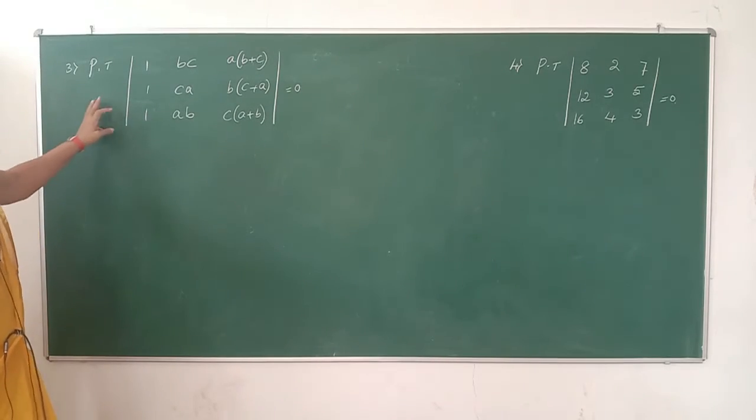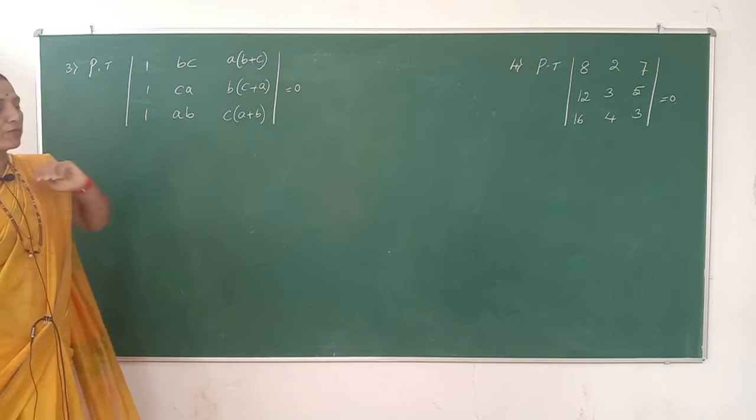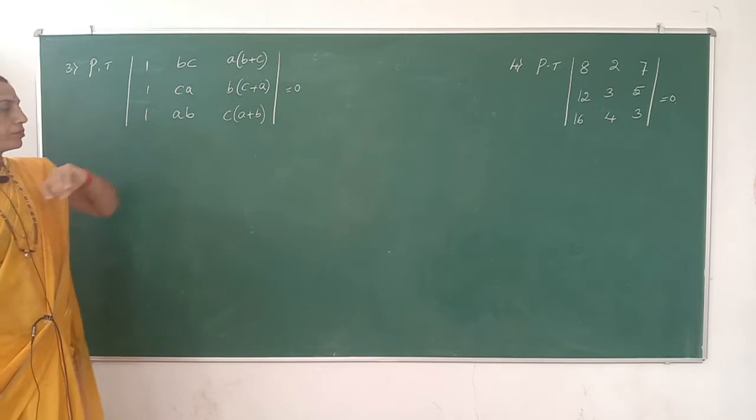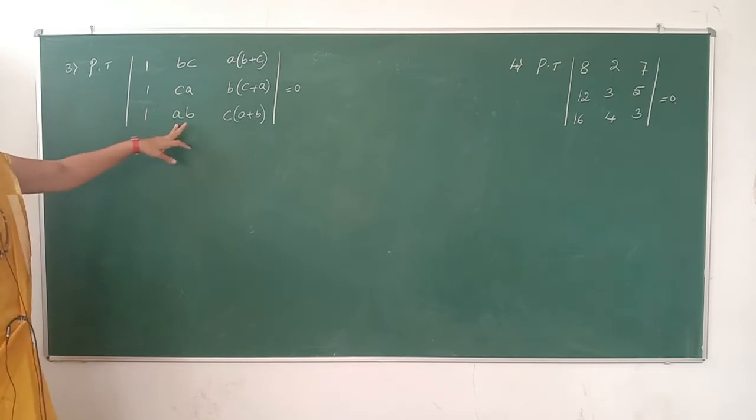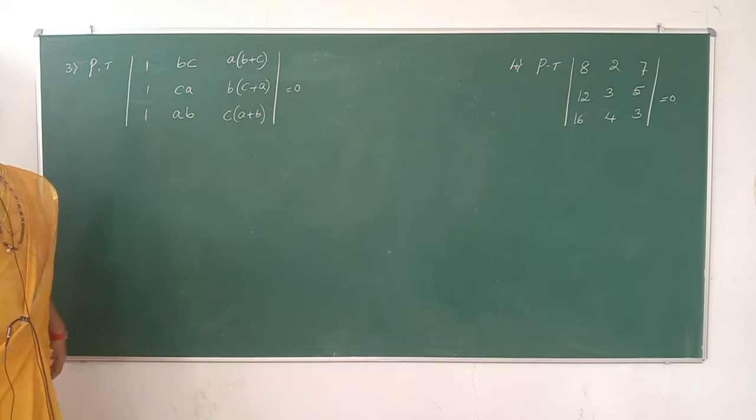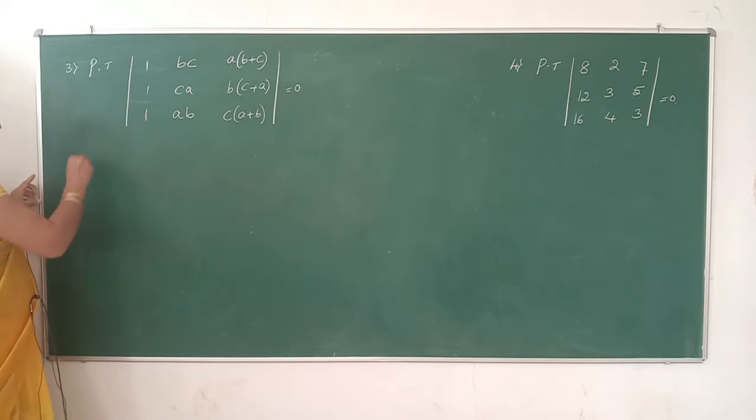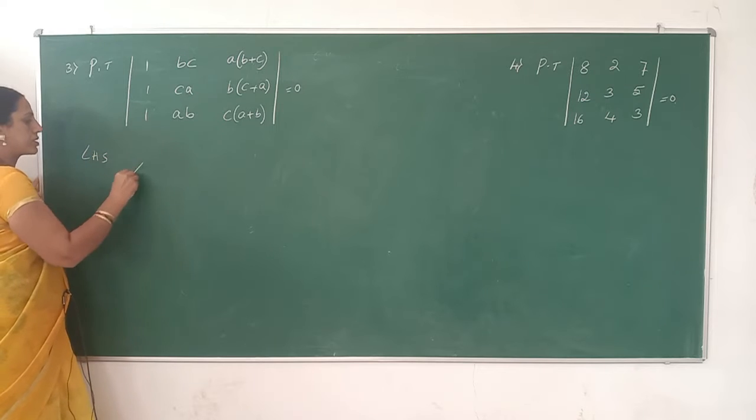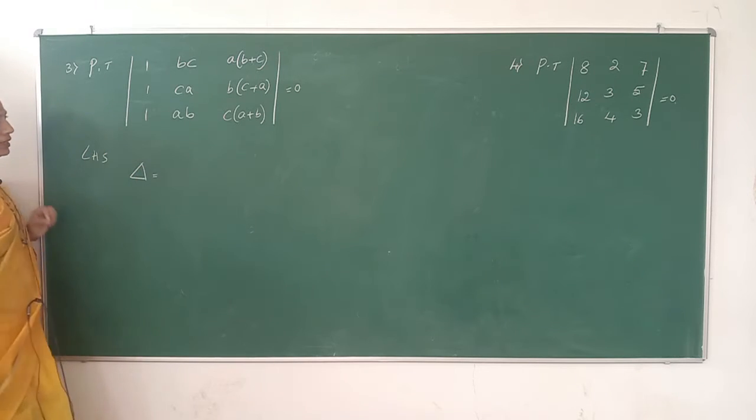Next one, prove that the determinant with rows 1, BC, A(B+C); 1, CA, B(C+A); 1, AB, C(A+B) is equal to 0. Now again we will consider the LHS, which is otherwise denoted by delta.